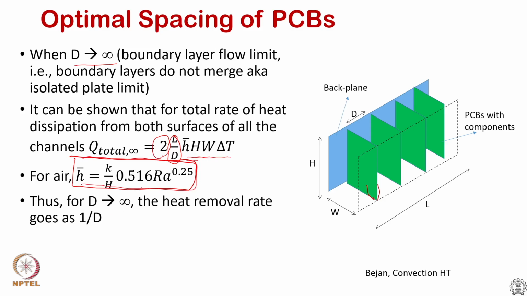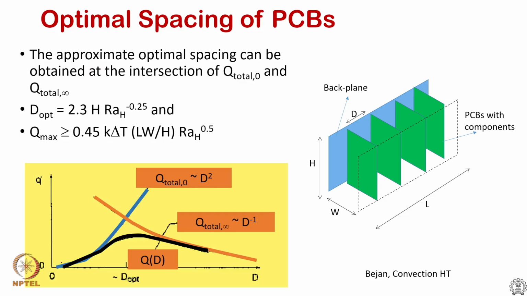So, if you look at the expression for Q in the D tending to infinity case, it is inversely proportional to D, and in the D tending to 0 limit you have D square. So, they are opposing trends. If I were to plot this, this is your D square trend and this is the other trend, and the crossover point is where the optimum spacing is. This is what is given in Bejan's convection heat transfer textbook.